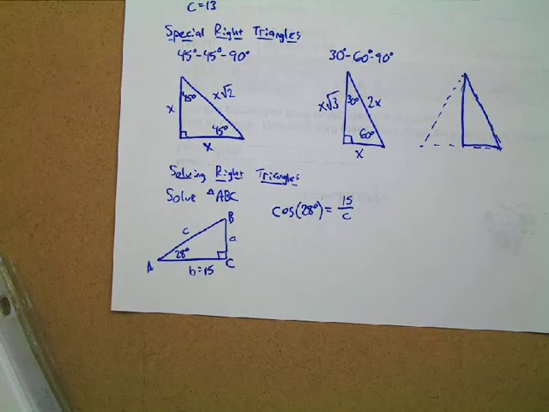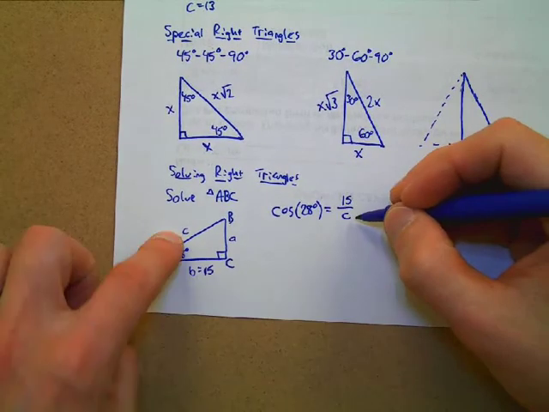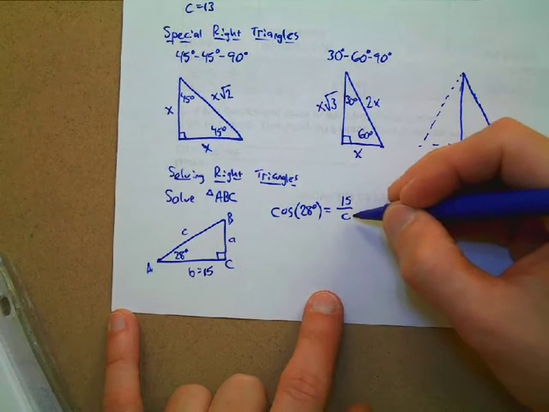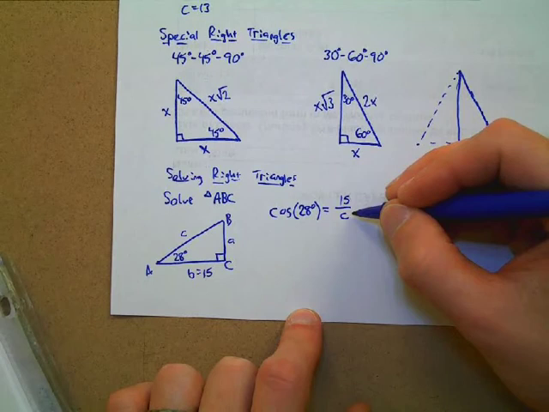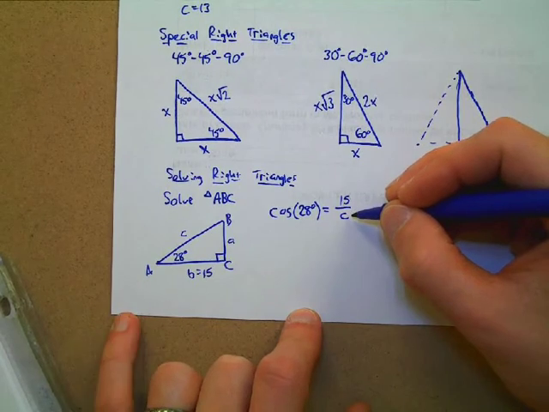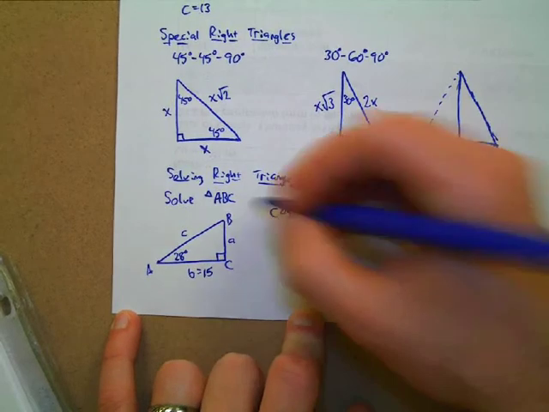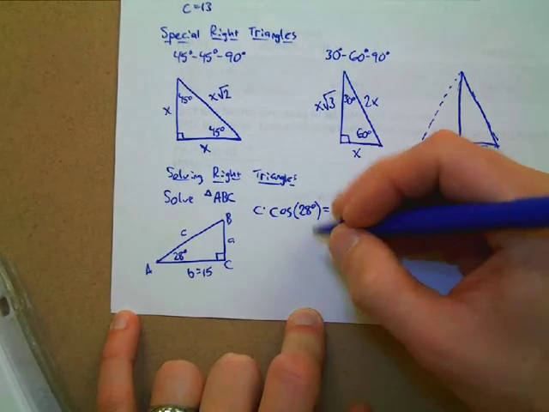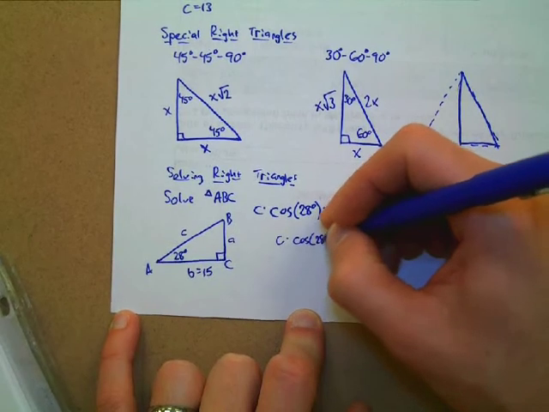Okay? And so we're going to be able to use cosine here to solve for the hypotenuse because we have one variable in this equation here. How can I get C out of the denominator here? What can I do to both sides to get C out of that denominator? We're going to multiply both sides by C. Okay? And then I'll have C times the cosine of 28 degrees equals 15.